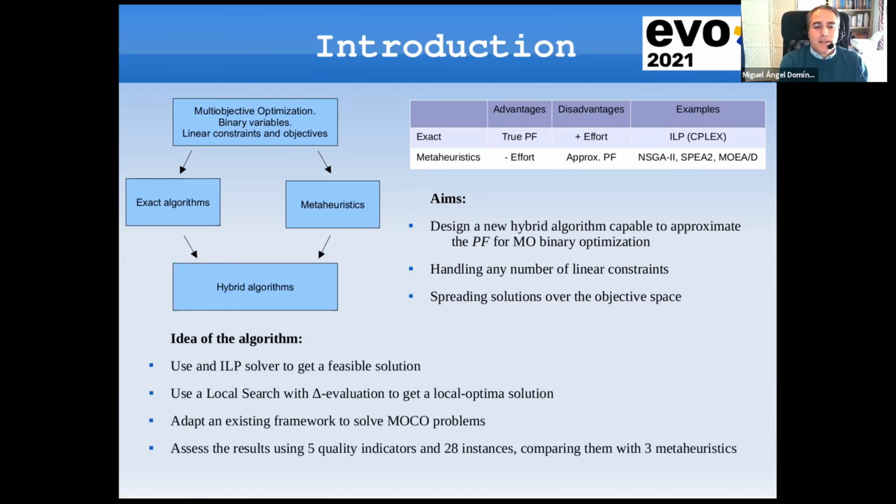The idea is to use an ILP solver just to get a feasible solution, and then we do a local search with delta evaluation. To do this, we adapt a framework to solve multi-objective combinatorial optimization problems. And finally, we assess the results using 5 metrics and 28 instances, comparing our algorithm MoFels with the metaheuristics NSGA2, SPEA2, and MOEA/D.